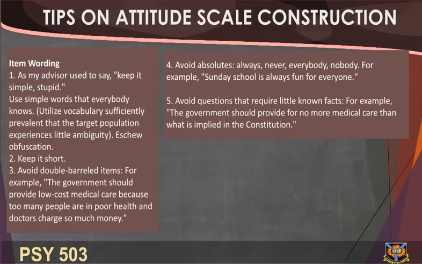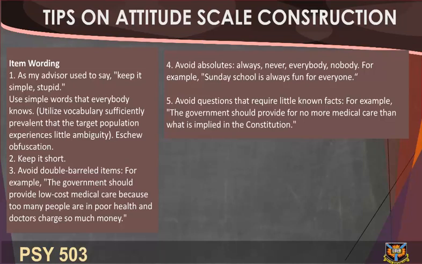Tips on attitude scale construction. Item wording. 1. As my advisor used to say, keep it simple, stupid. Use simple words that everybody knows. Utilize vocabulary sufficiently prevalent that the target population experiences little ambiguity. Eschew obfuscation. 2. Keep it short.